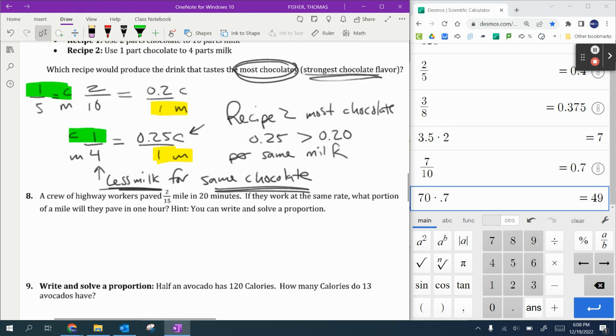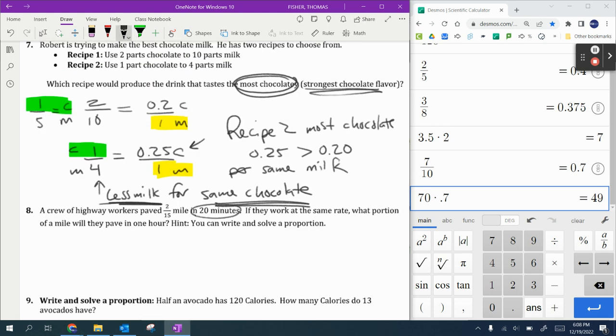For this one here, it wants you to scale from 20 minutes up to an hour. So you have to know that 1 hour equals 60 minutes. And then you have to know, okay, well, 60 divided by 20 would be 3.